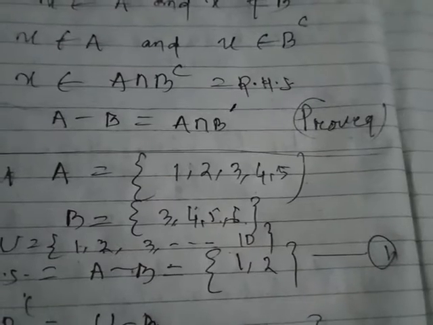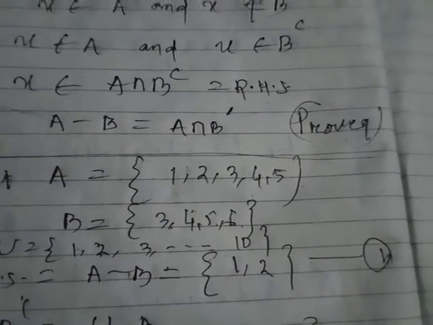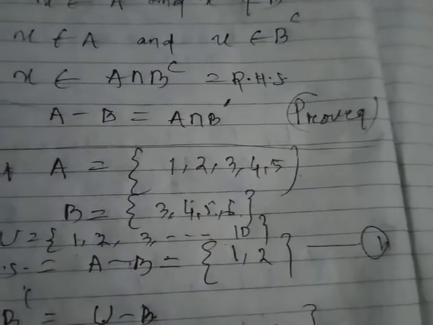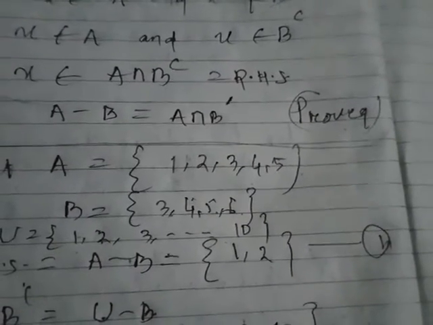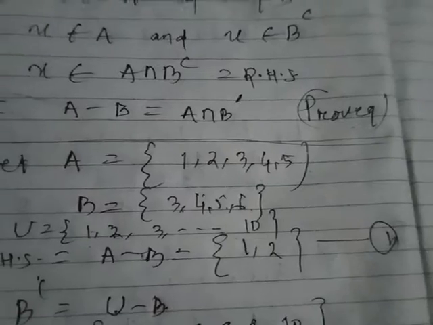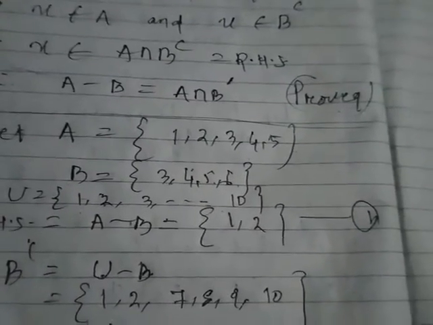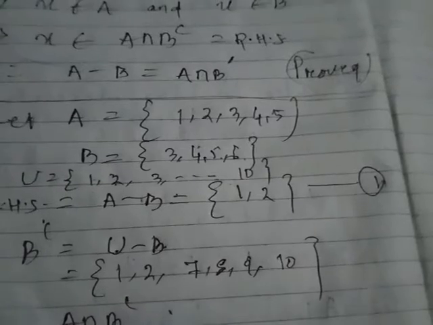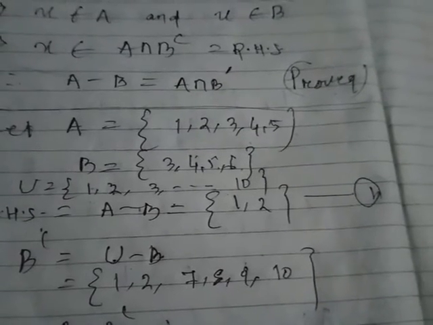Understood or not? So only the elements 1 and 2 belong to set A but not to set B. So only 1 and 2 are taken in the difference A minus B. So we got LHS, A difference B, is equal to {1, 2}. This is equation 1.1. Before going to the RHS, which is A intersection B complement, let us first find the complement.